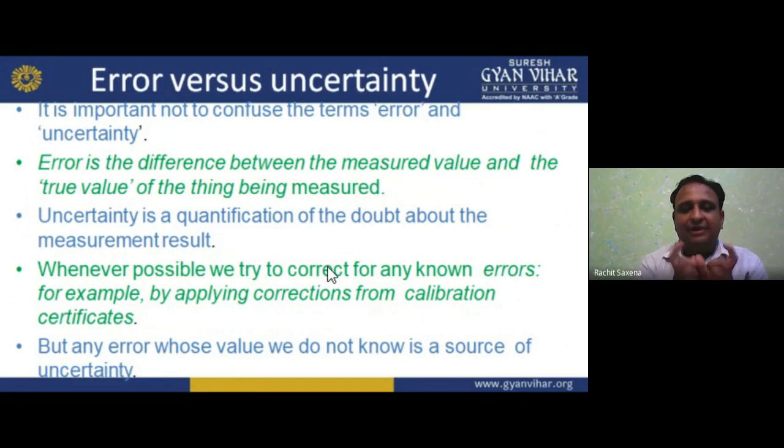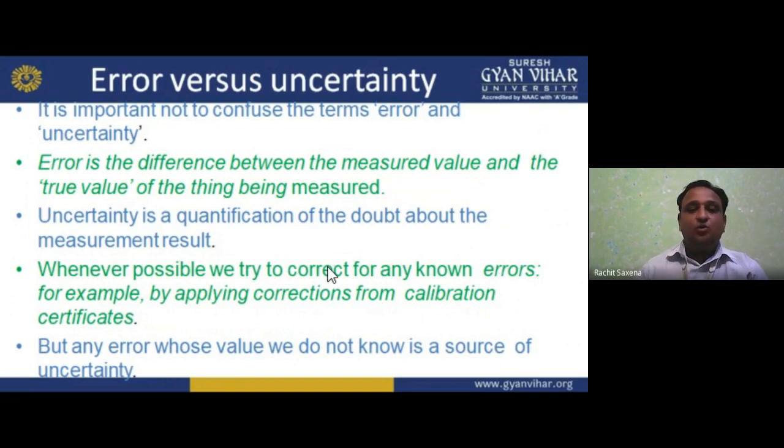For example, I am connecting a meter in a circuit and I am getting 10 ampere, but the actual reading is 10.5. So 10 is the measured value and the true value is 10.5. The error is the difference, 0.5. Uncertainty is the quantification of the doubt about the measurement result. That is the difference I am describing here.